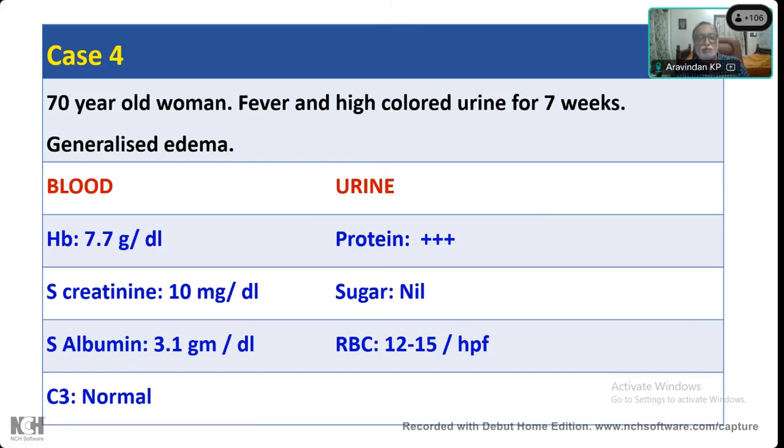The case 4, 70-year-old woman with fever and high-colored urine for 7 weeks and generalized edema. Blood investigation showed the patient is anemic with HB 7.7. Serum creatinine is 10 milligram, elevated, with serum hypoalbuminemia. Serum C3 is normal. Urine showing 3+ proteinuria, no glycosuria, and hematuria is present. RBC 12 to 15 per high power field.